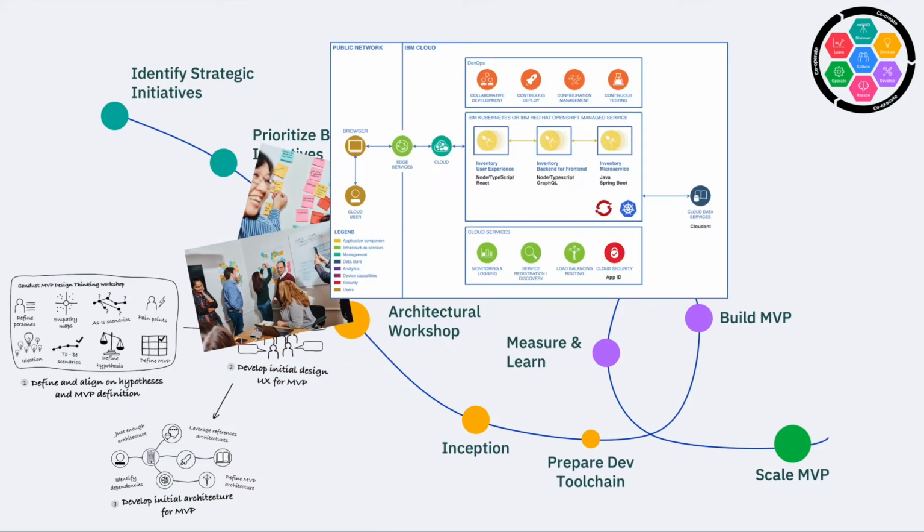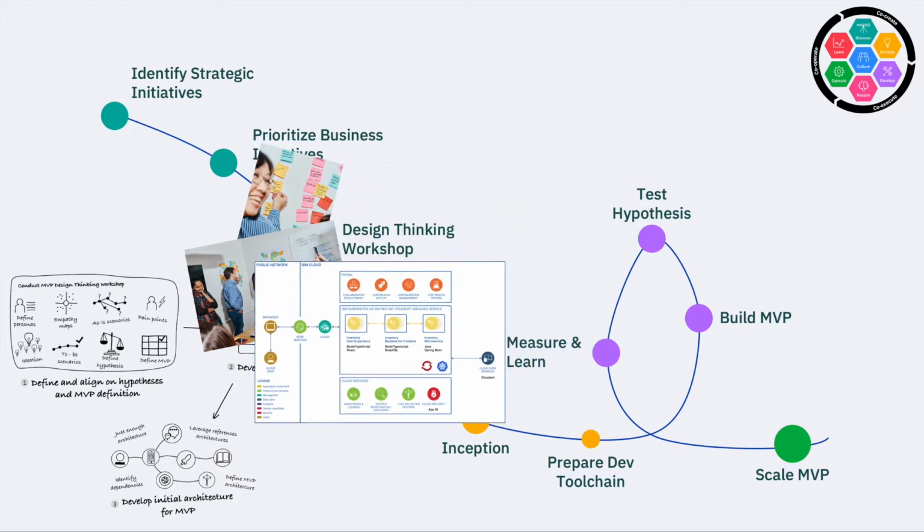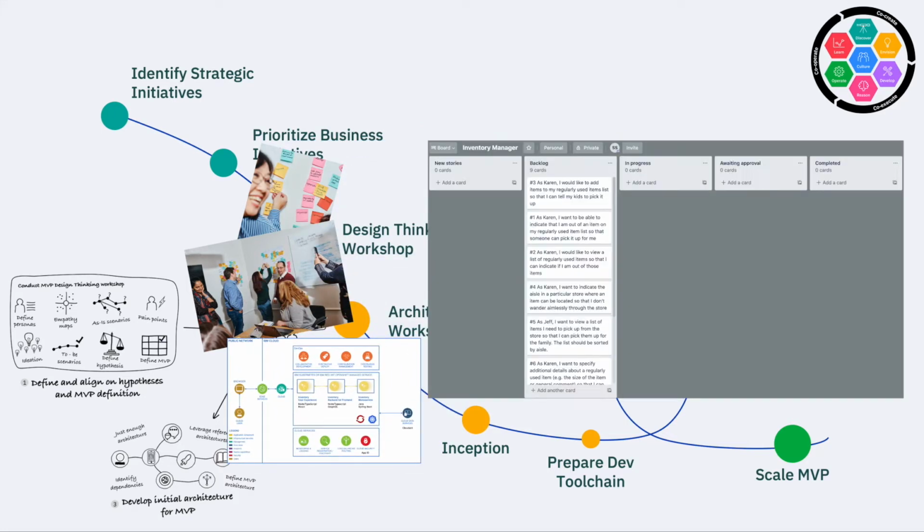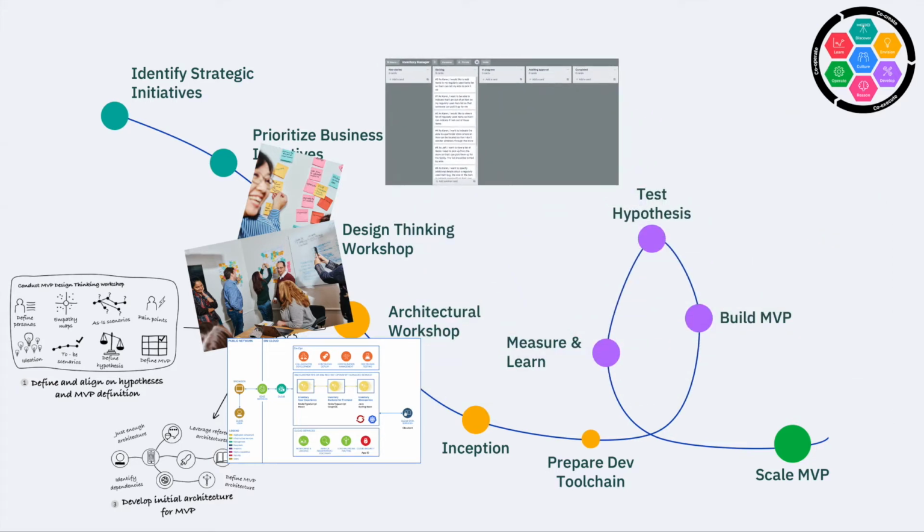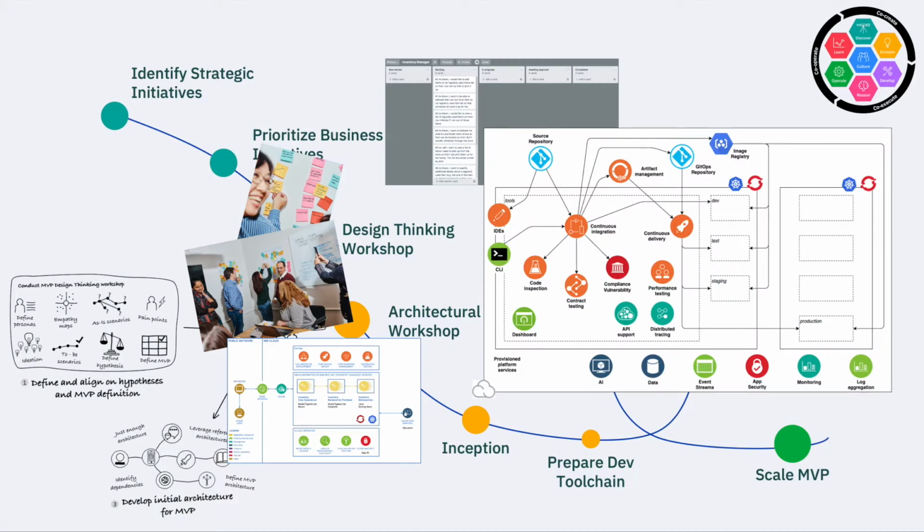An architectural workshop is conducted to sketch out the architecture required for the identified MVP. The inception meeting brings the stakeholders and development team together to understand the outcomes of the design thinking and architecture workshops and build out at least 2 weeks' worth of user stories on the user story backlog for the MVP build. Prior to starting the first iteration, the development toolchain is finalized and the development environment is provisioned.